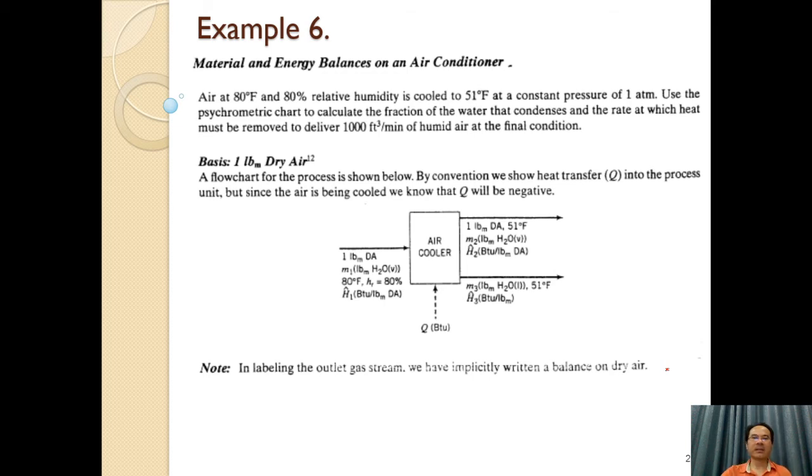And the next example shows you how to apply the psychrometric chart for the material and energy balance. For this case, we balance on the air conditioner or the cooler, that's right. We feed air at 80 Fahrenheit and 80% relative humidity. That's cooled to 51 Fahrenheit at constant pressure of 1 atm. For this case, use the psychrometric chart to determine the fraction of the water that's condensed, and the rate at which heat must be removed to deliver 1,000 cubic feet per minute of humid air at the final condition.